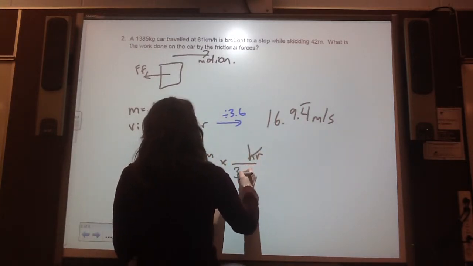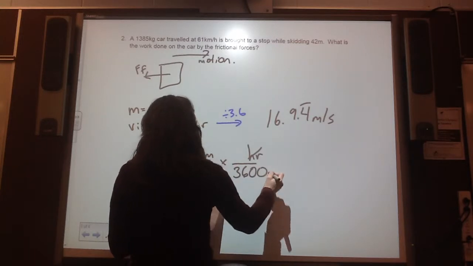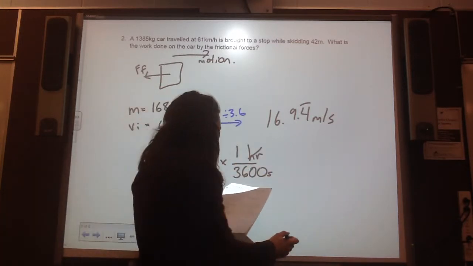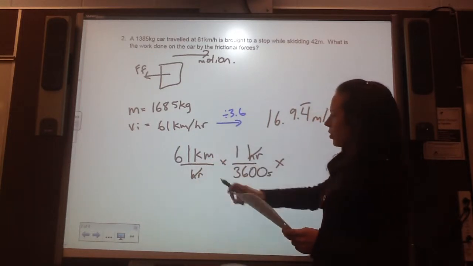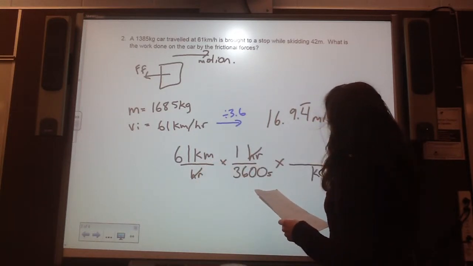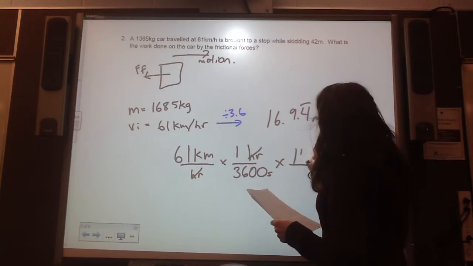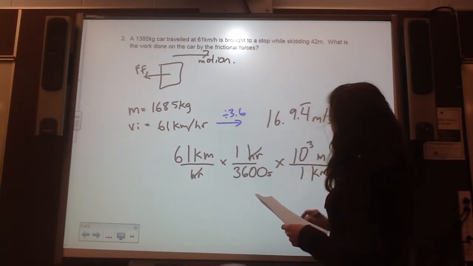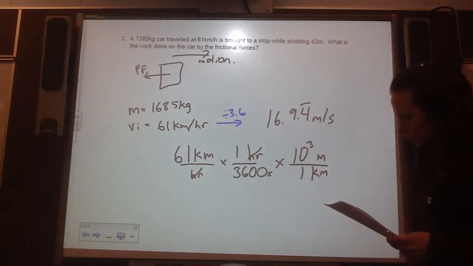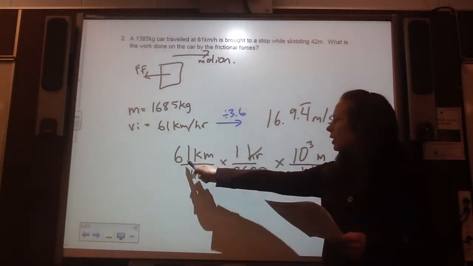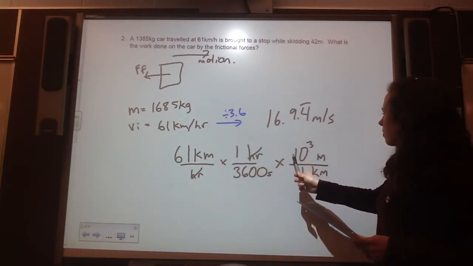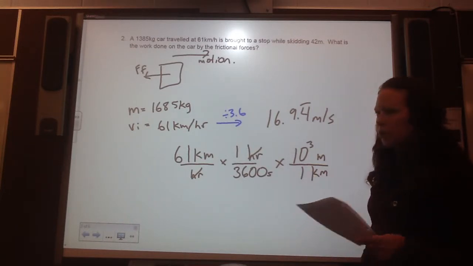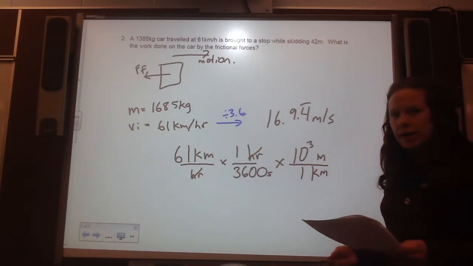Here, I need hours and hours to cross off. How many seconds in an hour? 3,600. But now I still have kilometers, so I need to get rid of my kilometers unit. 10 to the power of 3 meters in every 1 kilometer. So you go 61 divided by 3,600 times 10 to the power of 3, or just times 1,000.